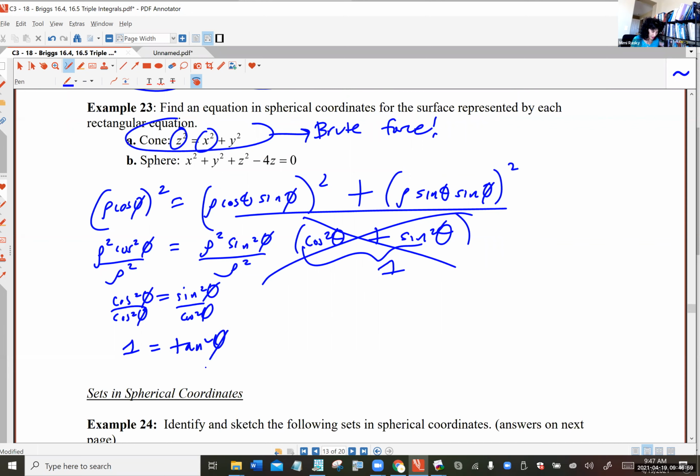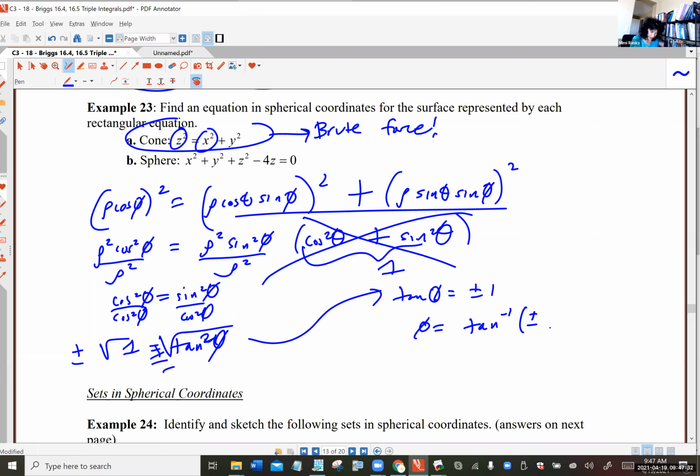I know that's pretty weird. And then I'm going to solve this. I could just stop because I'm done, you know. But a lot of times they'll want you to solve it for phi. Okay, well, if you did square root both sides like this, and then you have a plus or minus, you'll get that tangent phi is equal to plus or minus 1. Okay, so what does that mean? Well, phi is going to be arctan of plus or minus 1. So what does that mean?